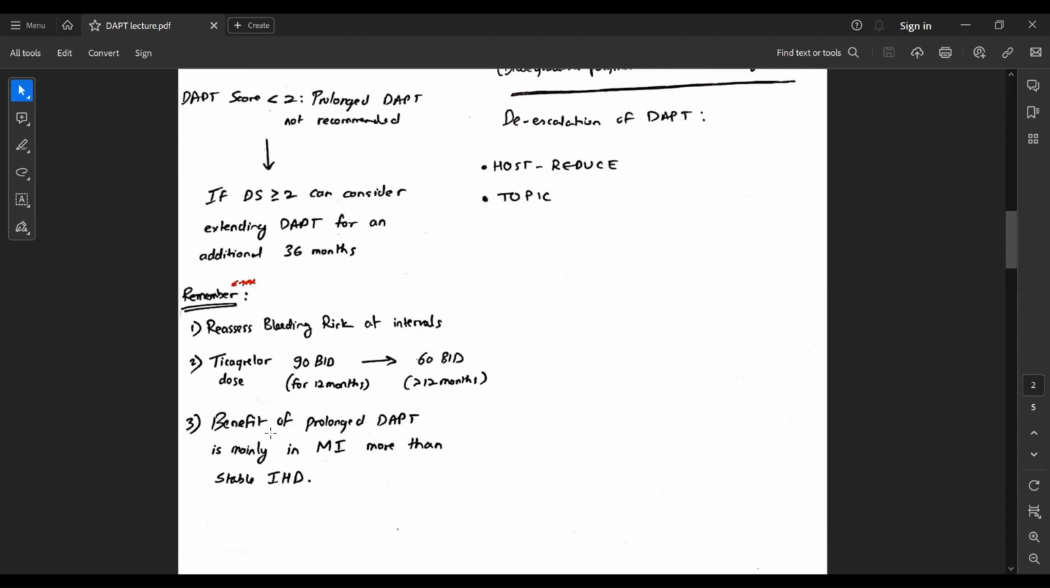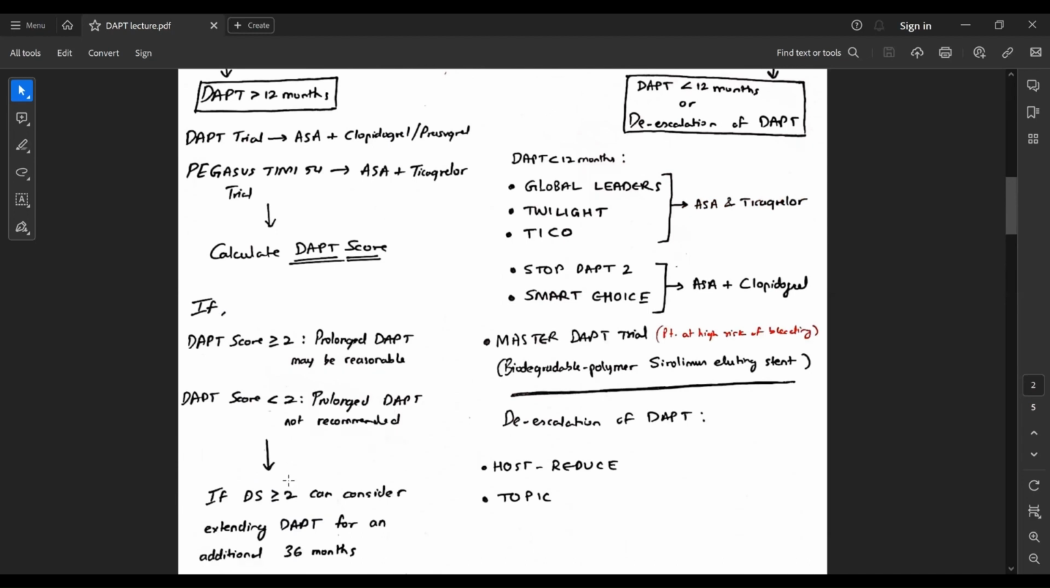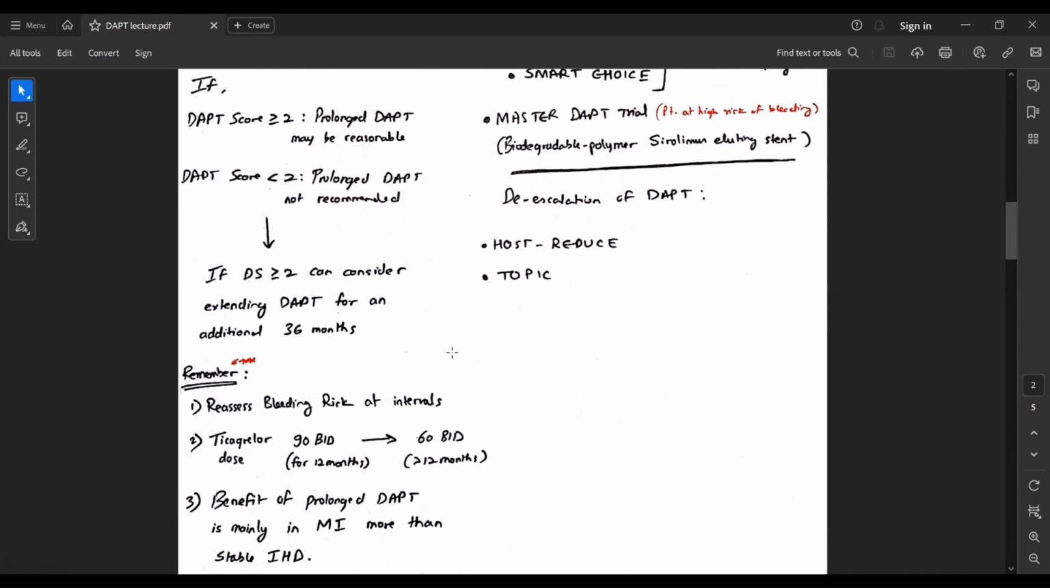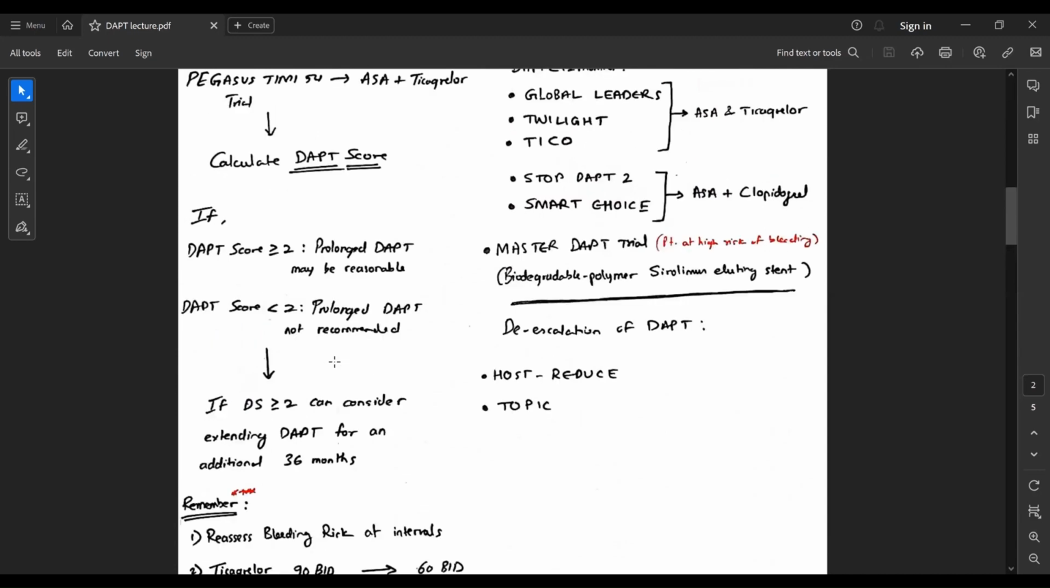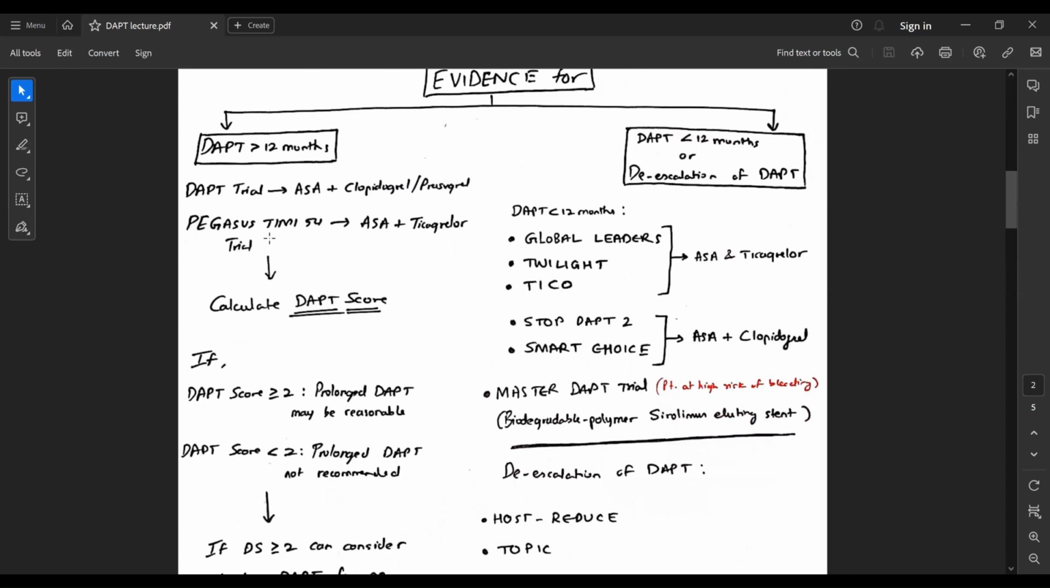Also, most of the trials and the studies that showed the benefit of prolonged DAPT, you have to remember that the benefit was more in the patients who have a prior history of MI as compared to stable ischemic heart disease. So this is something that you can consider if you want to discuss with the patient, if you want to continue DAPT in them. So if they have the stent placed for an MI, STEMI or NSTEMI, then definitely a prolonged DAPT will be beneficial in that case if the DAPT score is more than equal to 2. So this is the discussion regarding the DAPT, prolonged DAPT.